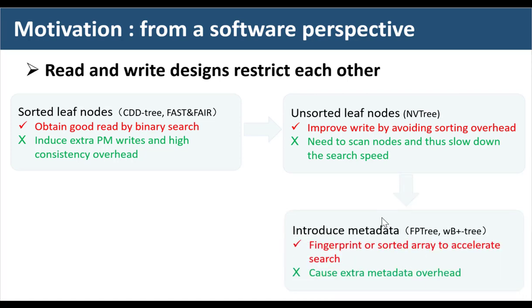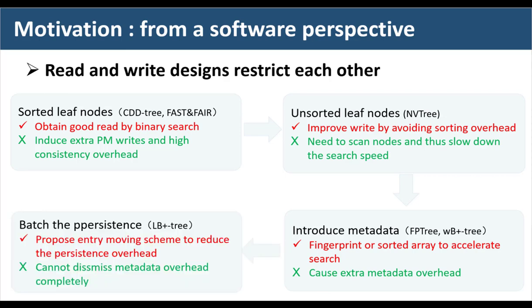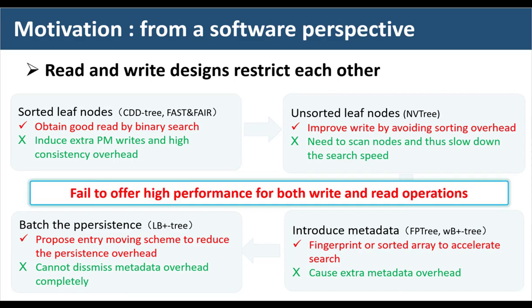To accelerate the search in the unsorted leaf nodes, previous work introduced additional metadata, for example, fingerprints or row areas, to avoid scanning the entire leaf node. Unfortunately, it also leads to additional metadata overhead. To solve this problem, one B+ tree leverages entry-moving to batch the persistence of metadata and items, but the metadata overhead still cannot be dismissed completely. As a result, most existing work fails to offer high performance for both write and read operations.